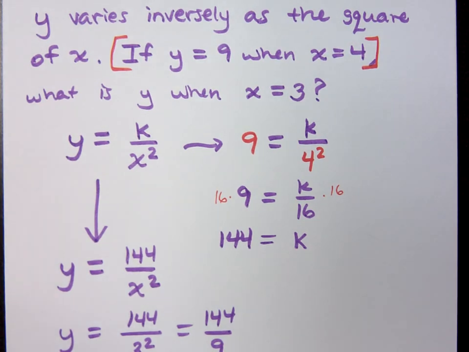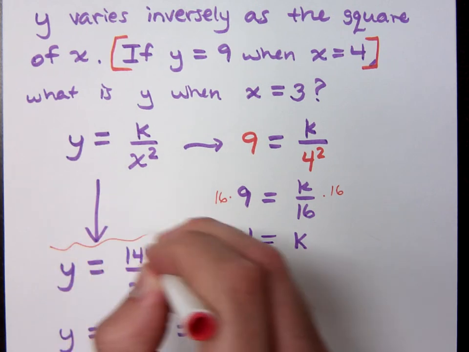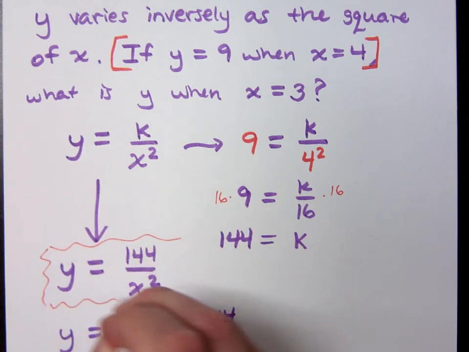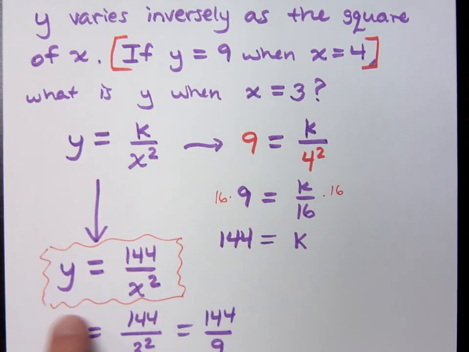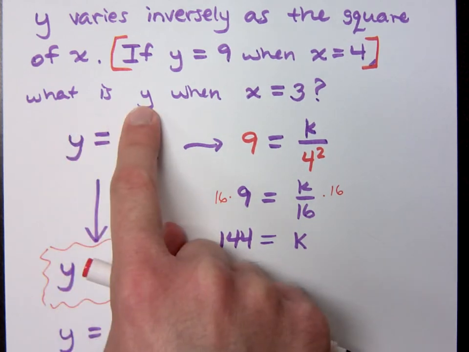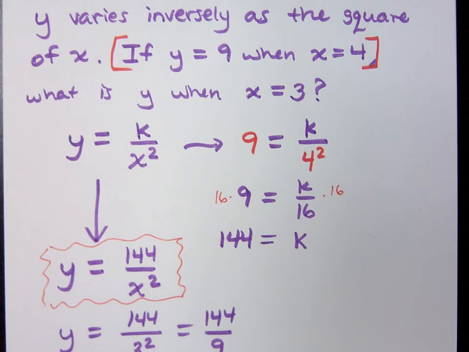Once you have your k, then you come to what is known as your variation equation. And all you have to do is use this guy right here to answer the rest of the question. What is y when x is 3? Plug in 3 and you're done. Questions?